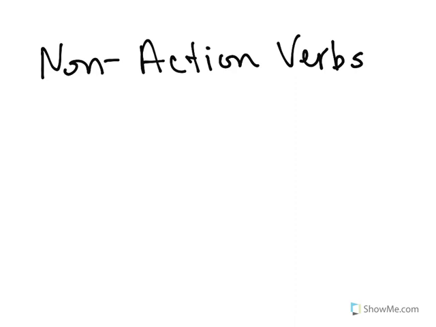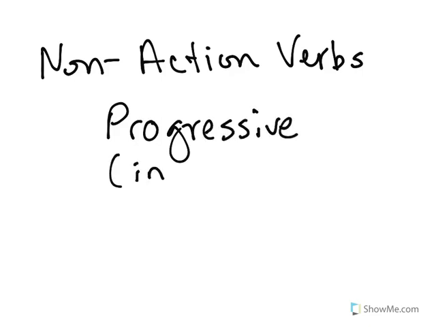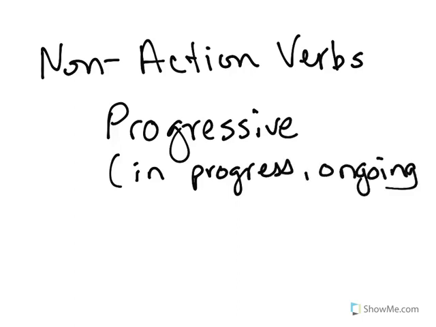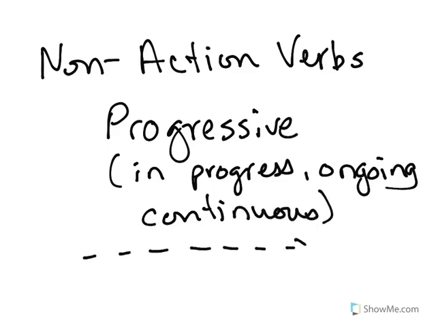One last thing about past progressive is it is a progressive tense, right? Remember, that's in progress, ongoing, continuous. It takes time. So what does that mean? That means that we cannot use it with non-action verbs. Just like with present progressive, the same rules apply to past progressive. I cannot use past progressive with non-action verbs. Okay, that's it for past progressive tense.